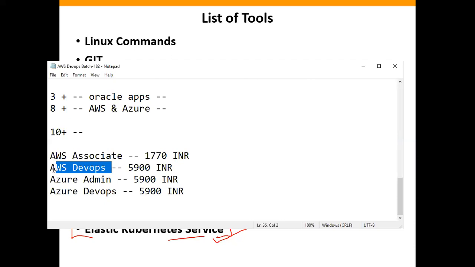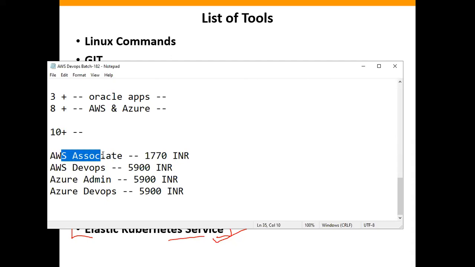Veera, I request you to please listen to me carefully. The one which you're repeating as your question, I'm saying yes, there is no prerequisite. Whatever is required, we are covering in the training. There is no prerequisite to learn this course. But my suggestion is that in future, after completion of AWS DevOps, you can go with AWS Associate also.